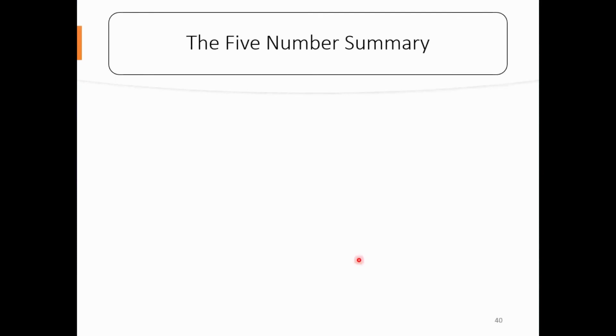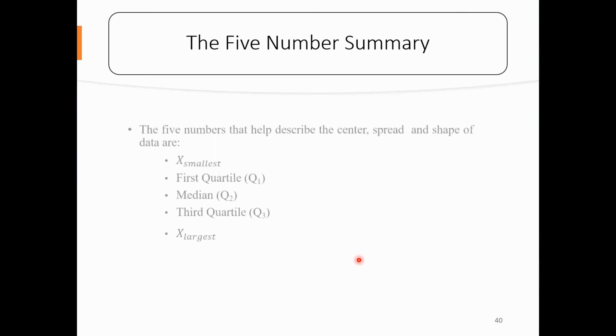So based on this, we have this concept known as the 5-number summary. If you are given a data set and you're asked to calculate the 5-number summary, what do you do? You calculate these 5 values. What is your smallest data point? What is your largest data point? You calculate your Q1, Q2, and Q3.